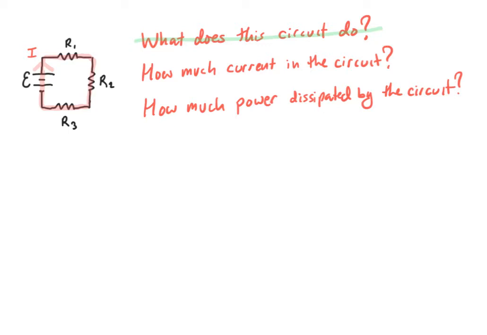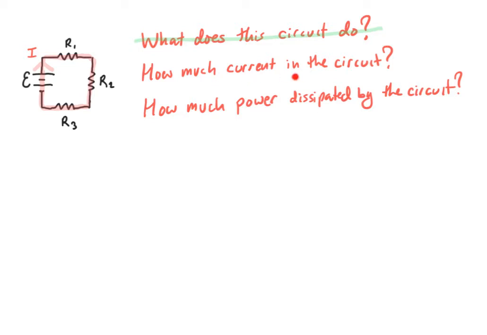Alternatively, again, this is a circuit that heats things. So if this represents a toaster oven, for example, if I can figure out the total power dissipated by each of these resistors, or by the resistors in total, then I can determine how long it will take to toast my bagel. Note that both of these questions are asking about an overall property of the circuit.